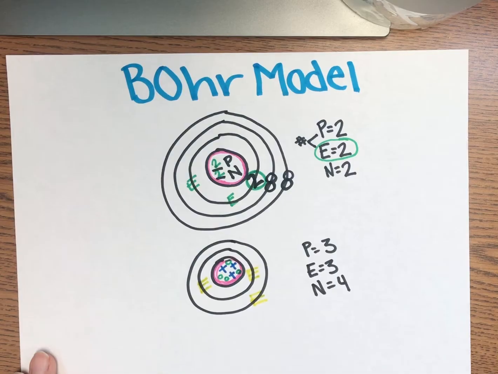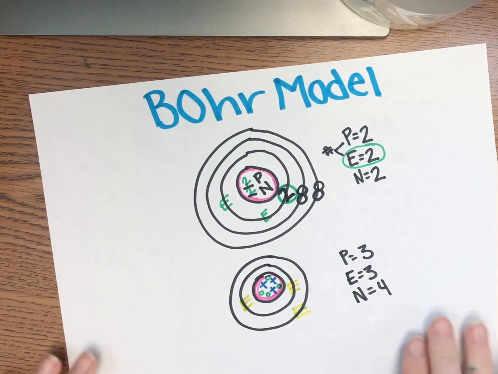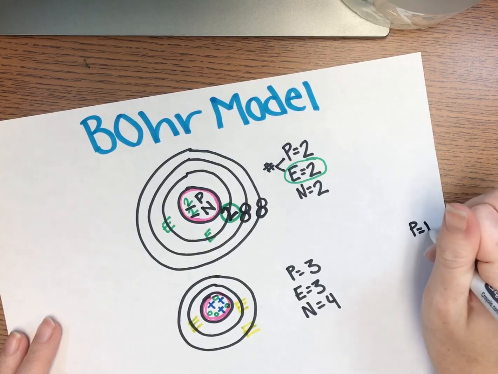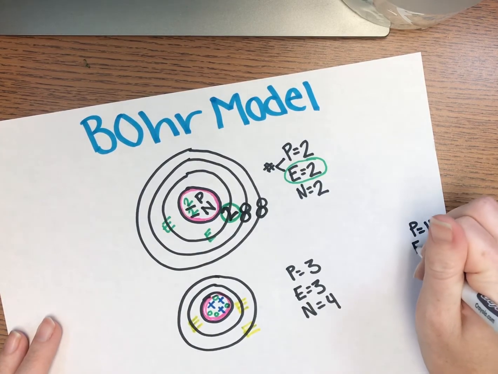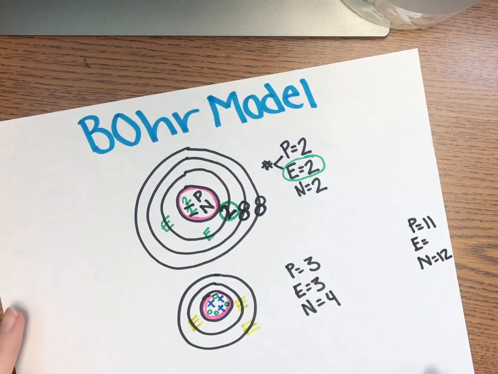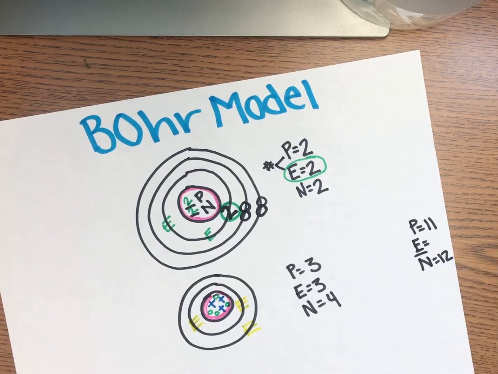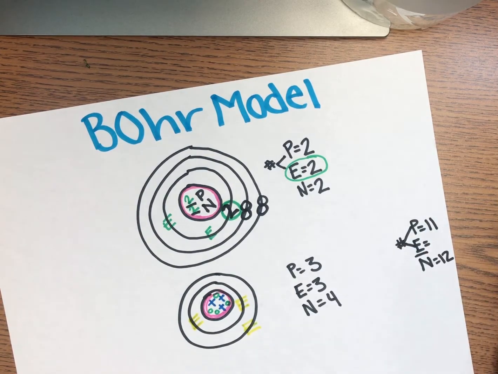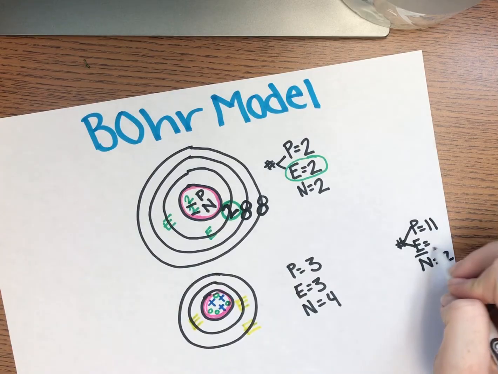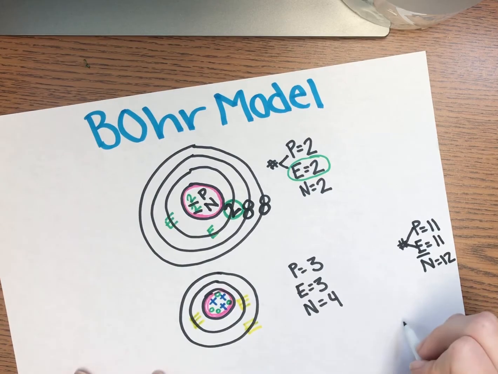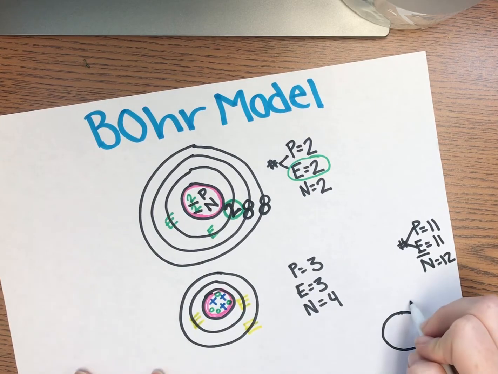Let's try one more. If we had an atom that had 11 protons and 12 neutrons, how would we know how many electrons it has? What if it doesn't tell us? Remember, our proton and our electron always have the same number because we're dealing with neutral atoms. So even if it's not written here, we know it's going to be the same number. So we have 11 electrons. Let's go ahead and draw our model.